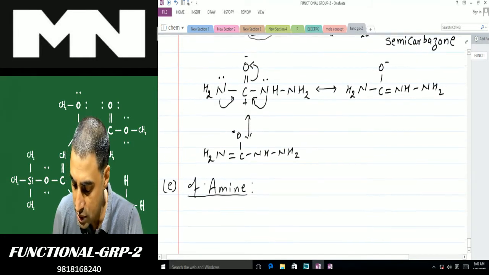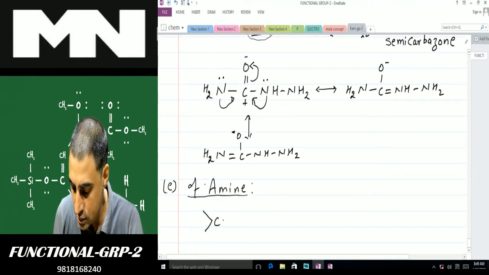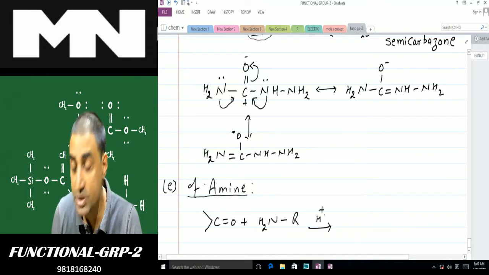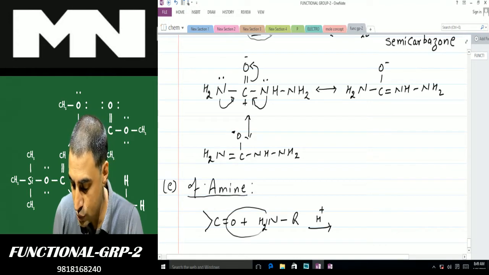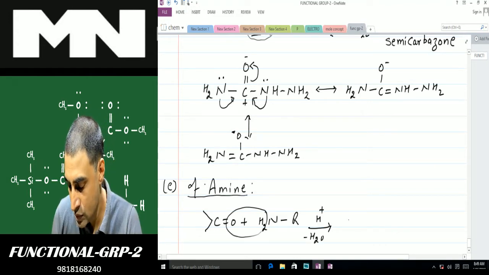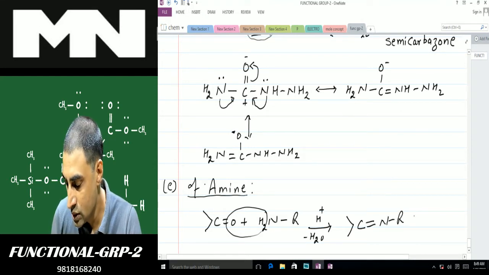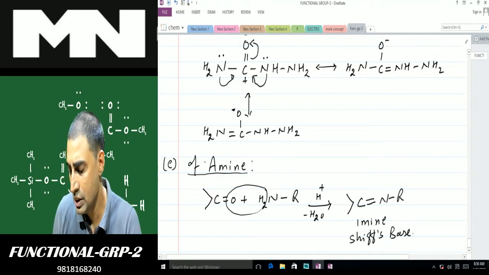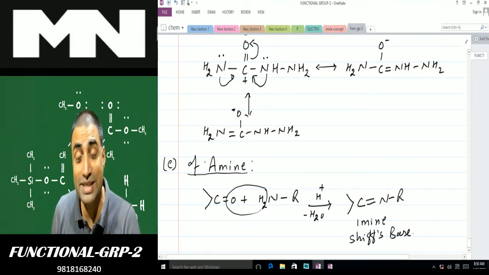Now, suppose the carbonyl group I have got is like this. I am reacting it with NH2R in the presence of an acid. H2O will come out. I will get a compound like this. This compound is an imine, also known as Schiff's base. So these are the compounds we'll get, and these are nucleophilic addition followed by elimination of a water molecule.